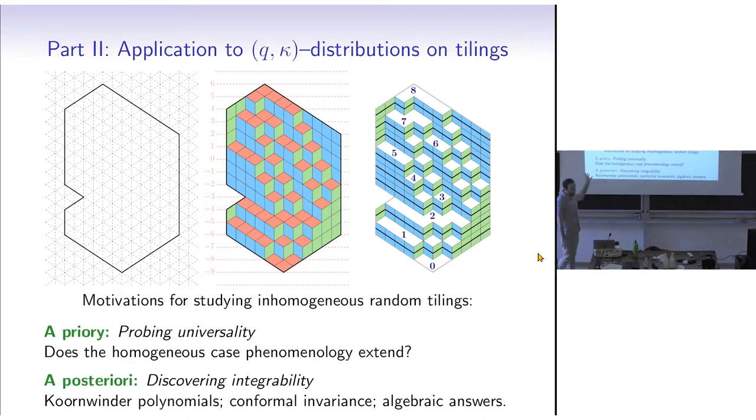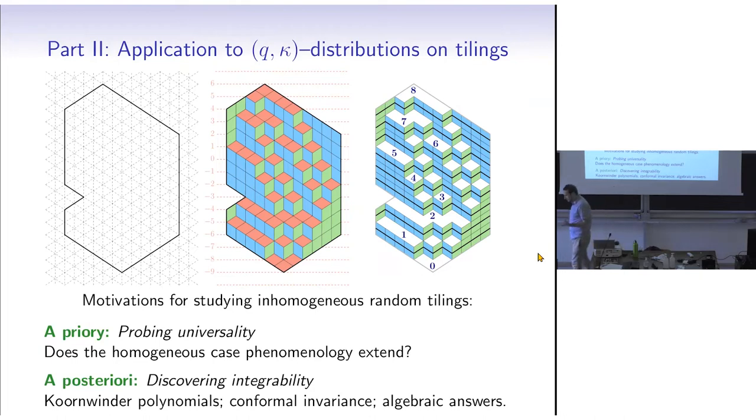Well, a posteriori, we will see that the weights which I will consider will turn out to be very, very much integrable. They will have many beautiful structures and many connections with conformal invariants, with some algebraic curves, with some combinatorics of Kurwinder polynomials. So a posteriori, we discover a new bunch of interesting integrability there. So these are two motivations there.